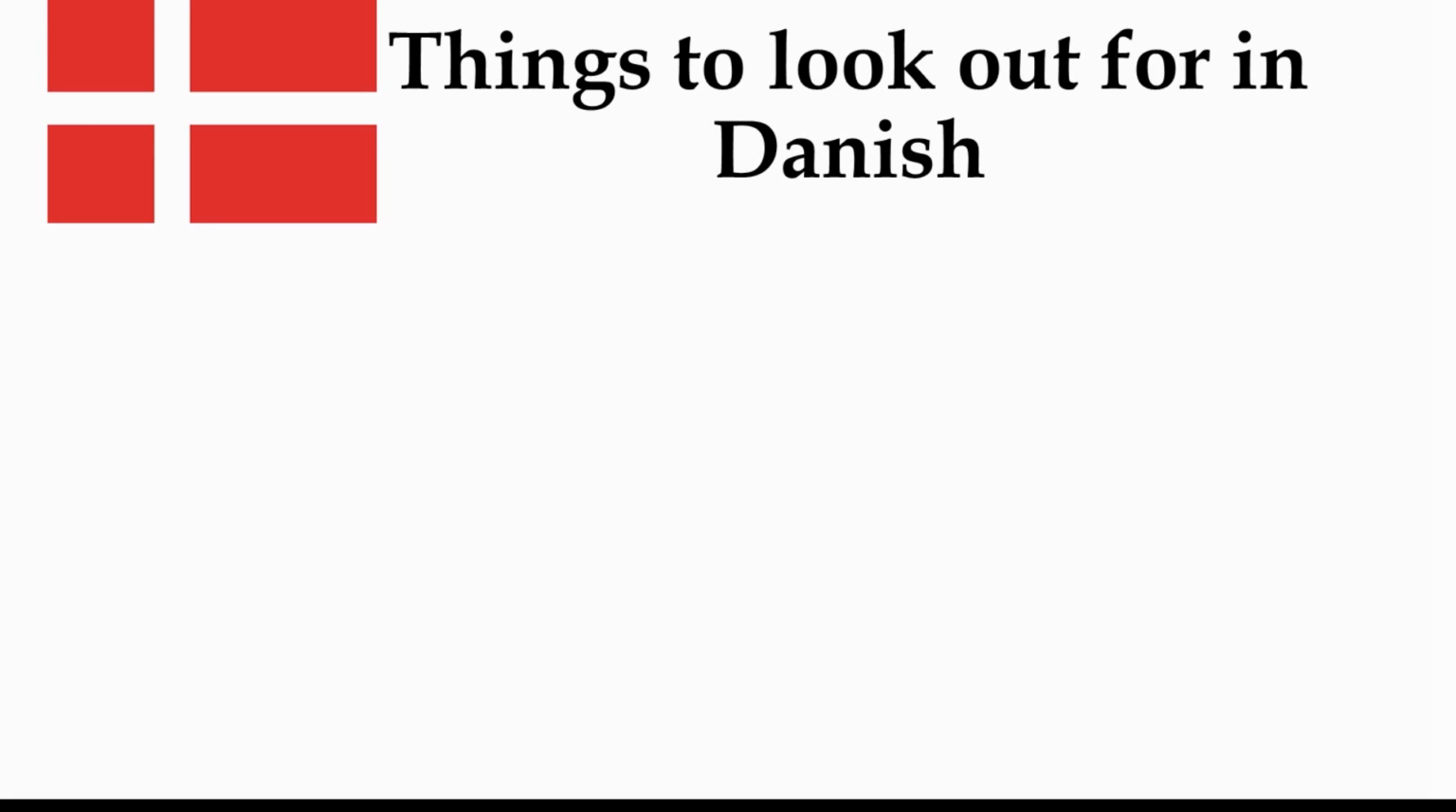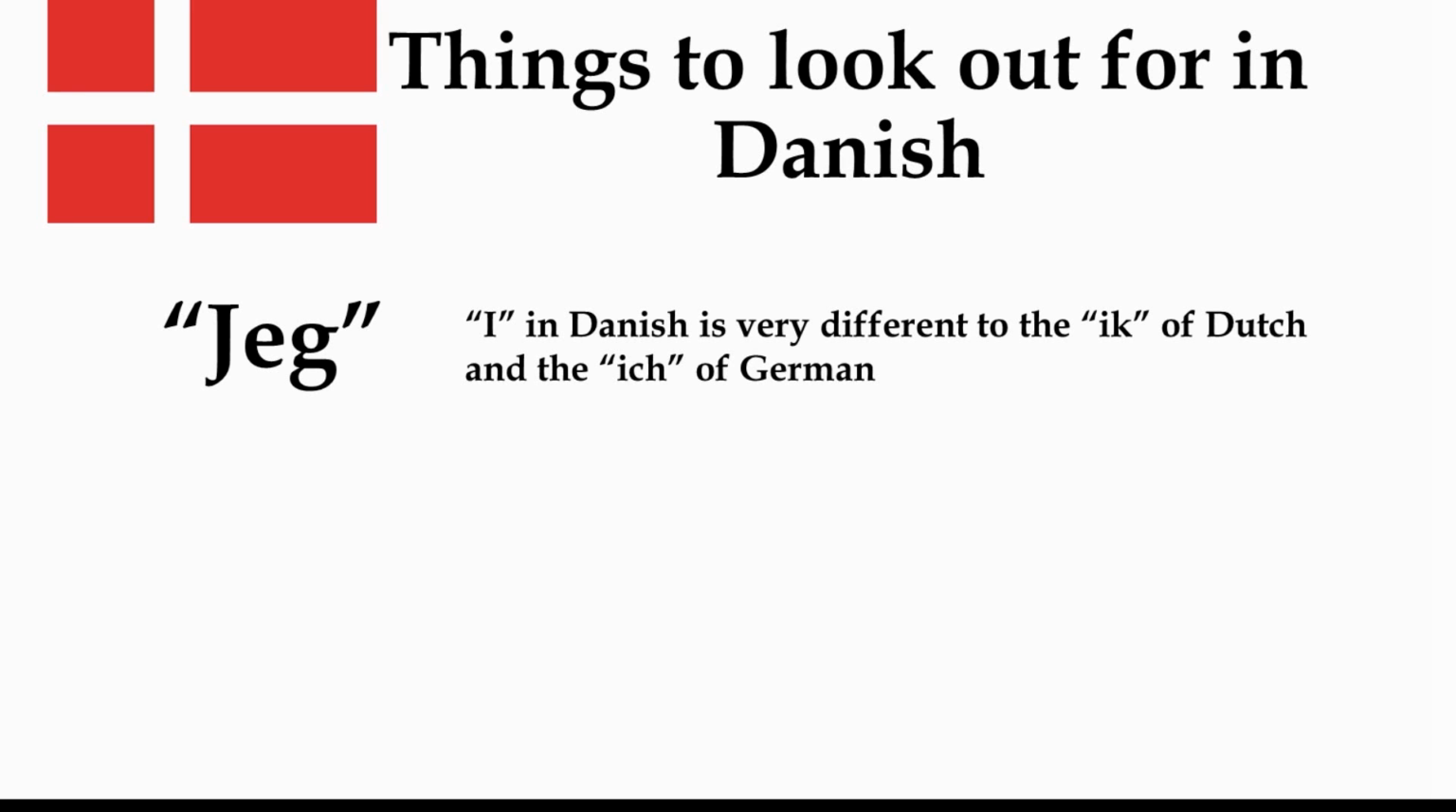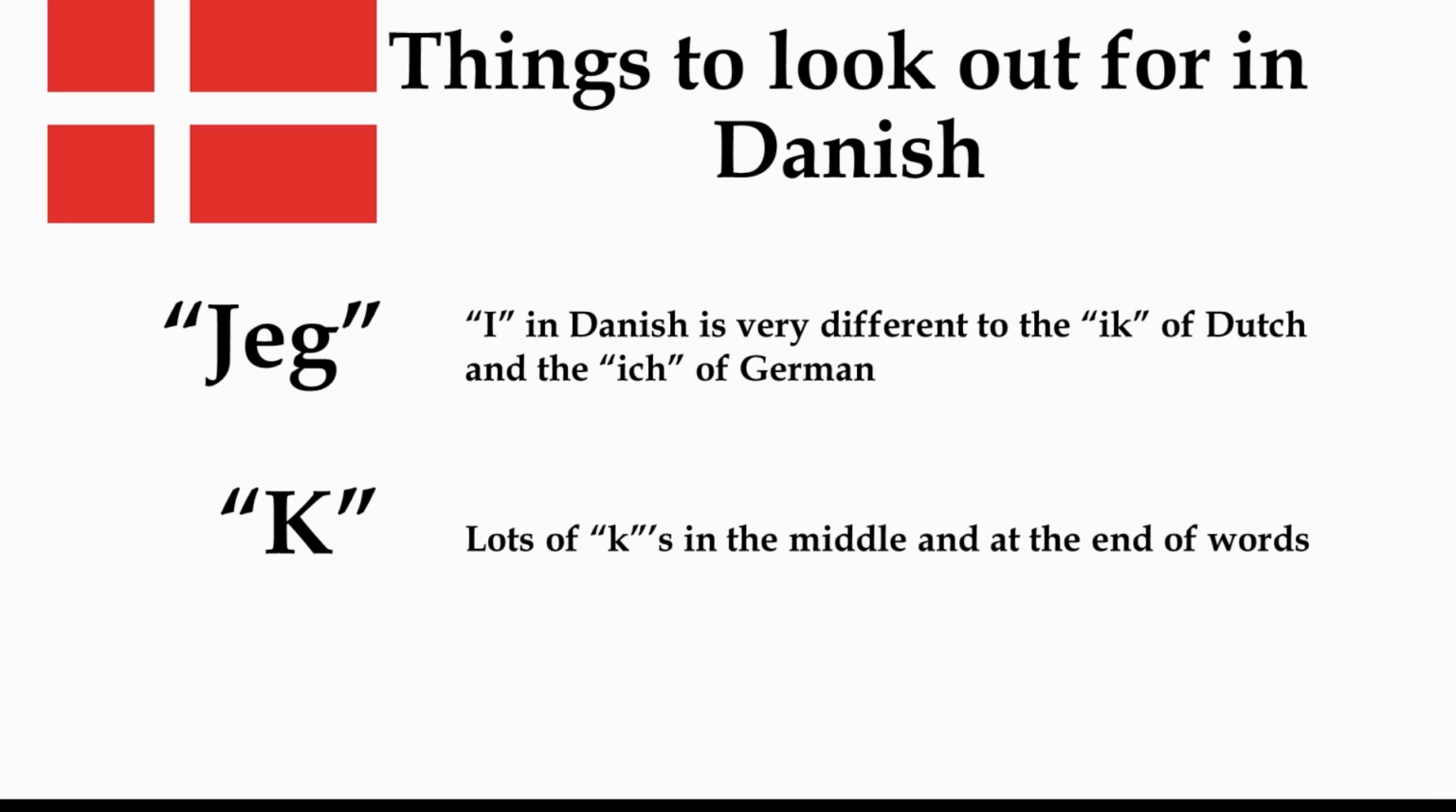And finally, what should you look out for in Danish? Well, in Danish, the word for I is jeg, which sounds a lot like the Dutch for you, but it means I. And this is very different to the Dutch ik and the German ich. Now, next up, there are lots of K's in the middle and at the ends of words. There are obviously K's in Dutch and German as well, but in Danish there are lots of them, especially in the middle, as I said, and at the end of words.